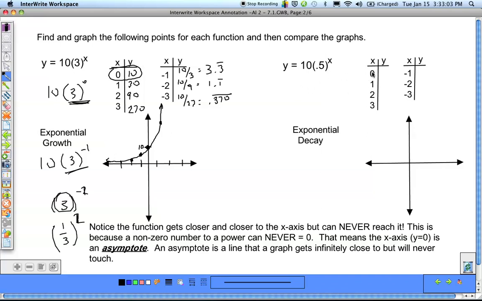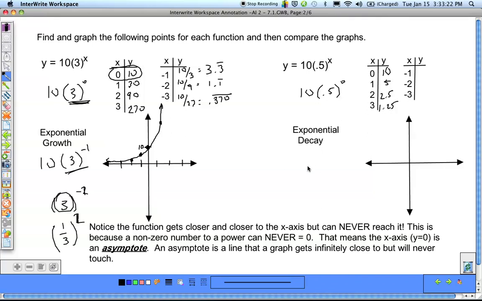10 times 0.5 to the x. We plug in the 0, and again, order of operations says we need to raise it to the 0 power first before we do the multiplication. 0.5 to the 0 is 1 times 10 is going to give us 10 again. We raise it to the first, so 0.5 to the first is 0.5 times 10 is 5. This will give us 2.5 and 1.25.